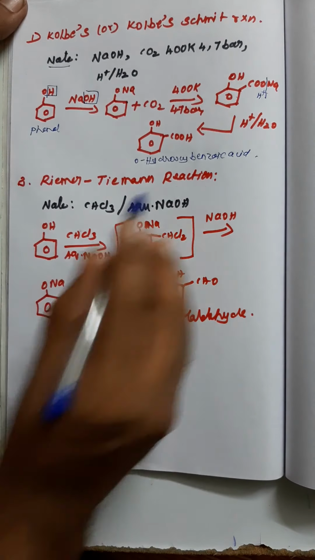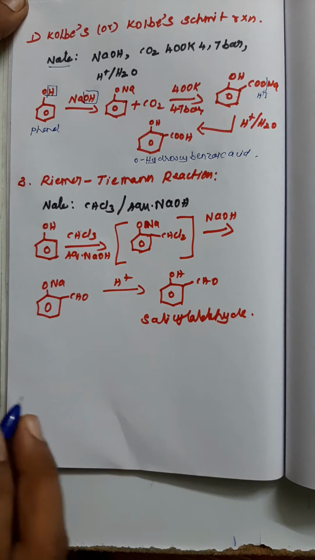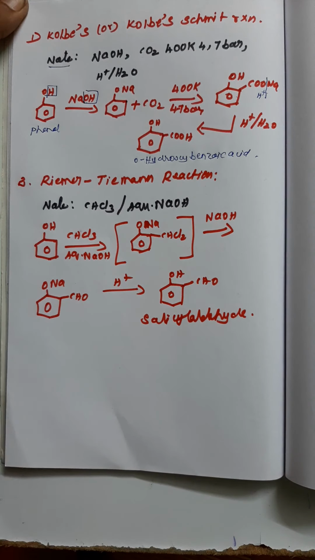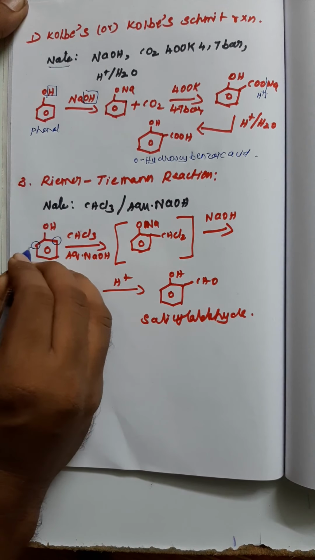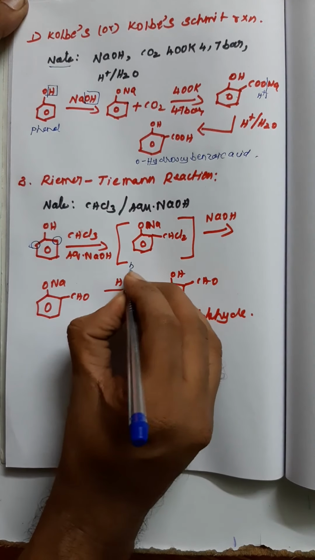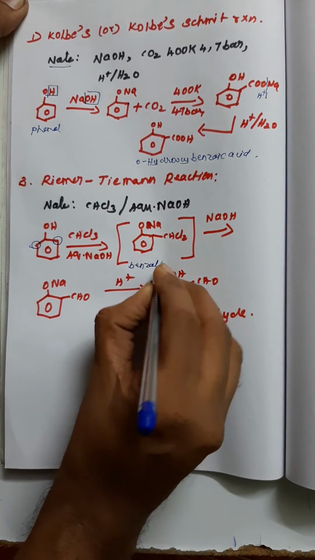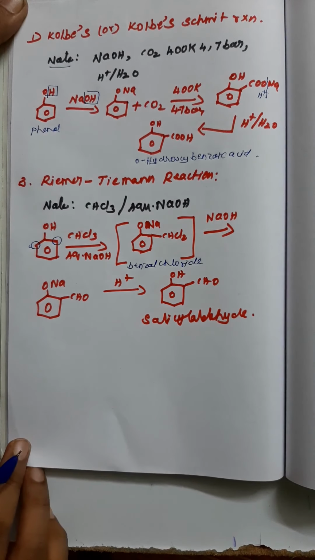Next one is the Reimer-Tiemann reaction. Here also the main important part is that we are going to substitute the aldehyde in the ortho position. Ortho means these positions are called ortho positions. Here an intermediate will form, that is the benzyl chloride intermediate, during the reaction.